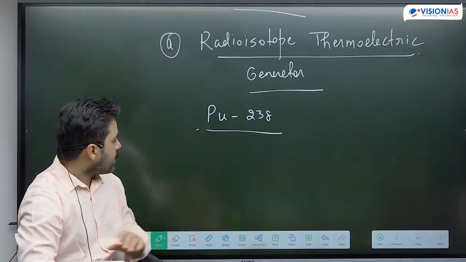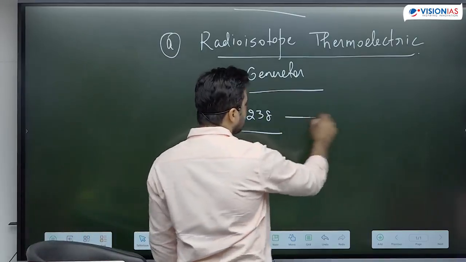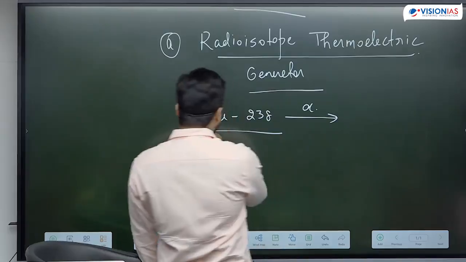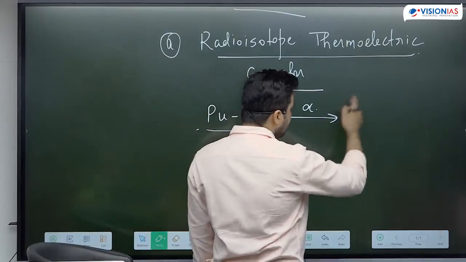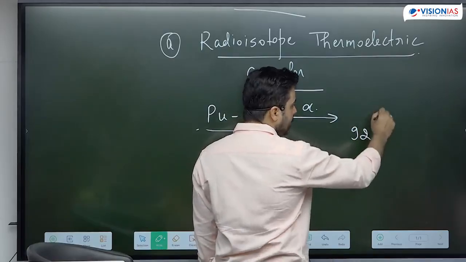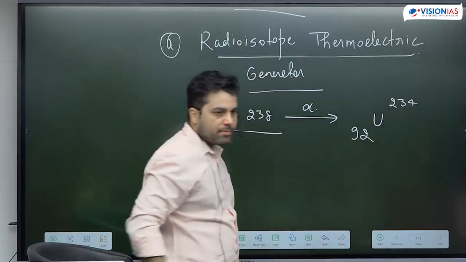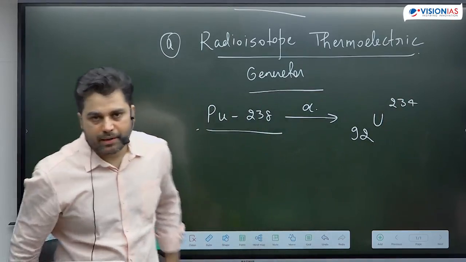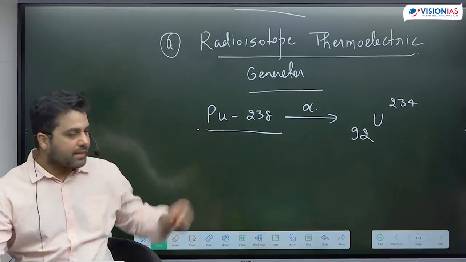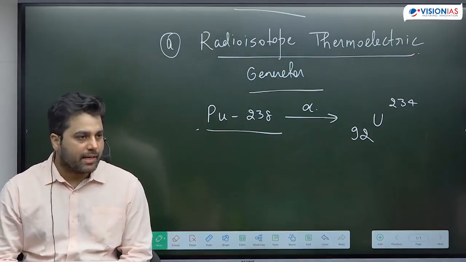Another isotope of plutonium is plutonium-238, and plutonium-238 undergoes alpha decay and releases an alpha particle. The atomic number of plutonium is 94, so once it releases an alpha particle, the atomic number becomes 92, which is nothing but uranium, and it becomes 234. So it produces another isotope of uranium with atomic mass of 234. But that alpha particle is also released with a lot of energy, so a lot of energy is produced in this reaction.